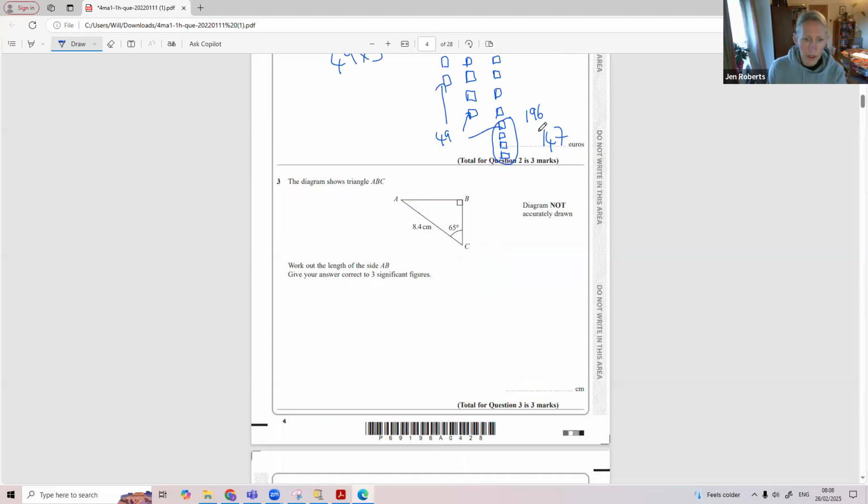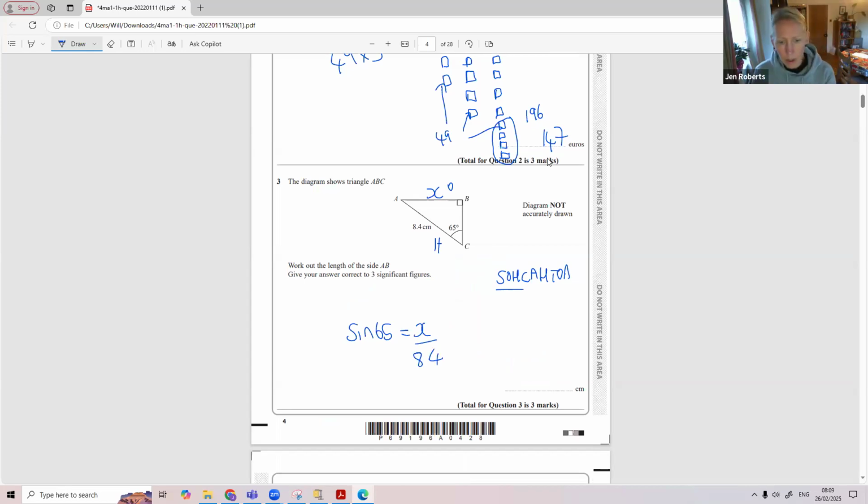That's a triangle with an angle, so SOHCAHTOA. Our missing length is AB, so I'm going to put an x there. We've got the hypotenuse, we've got the opposite. SOHCAHTOA, what uses O and H? Sine of an angle equals opposite over hypotenuse, because it's O over H. Opposite is x, hypotenuse is 8.4.